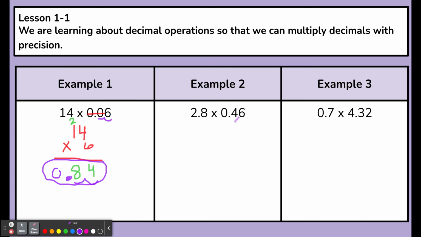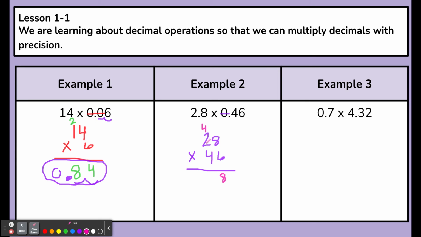Once again, I'm going to pretend like they're not decimals at all. So this is kind of invisible to me. So I'm doing 28 times 46. It's a 2-digit by a 2-digit, so it really doesn't matter what's on top or bottom. And I'm going to set it up like that. Now I have to use my multiplication skills, and I'm going to do 6 times 8. 6 times 8 is 48. 8 goes down, 4 goes up.